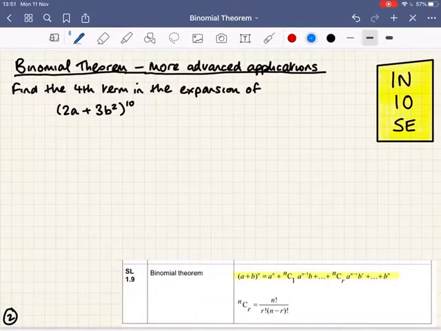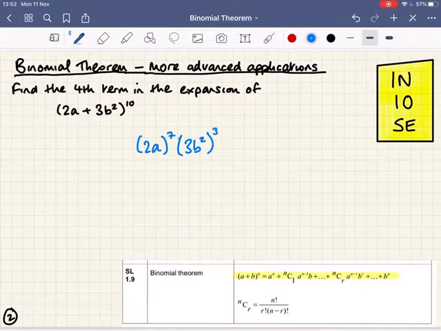You might be asked not for a particular coefficient, but for a particular term. And I wanted to show you this question because people often make a silly mistake here. They think, oh, the fourth term is where b, the second bit, is to the power of 4. But that's not the case, because if you think about it, the first term here is going to give us 2a raised to the power of 10. That's the first term. Second term 9. Third term 8. Fourth term 7. I'm going to end up with 2a to the power of 7, and my second bit, 3b squared, is going to be raised to the power of 3.